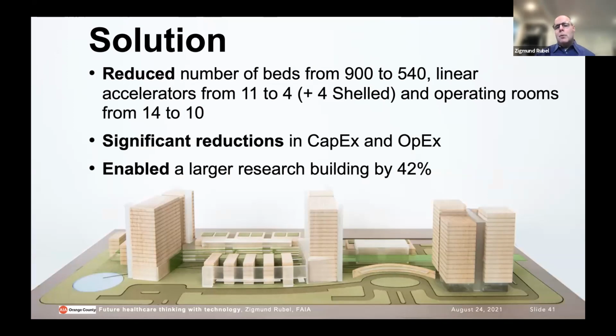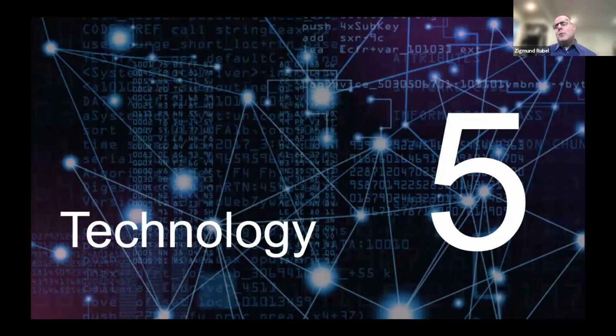We reduced the number of beds and we reduced the number of ORs. And that savings allowed a much larger research building. So even though I've been talking about cost savings, it's really about bringing value to the client. So how do we do all this?